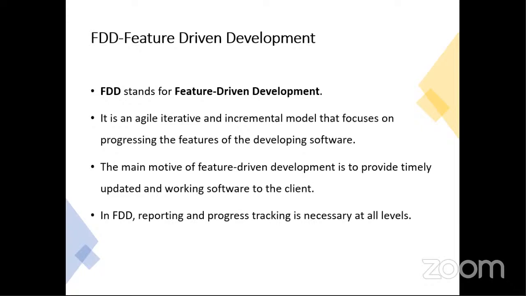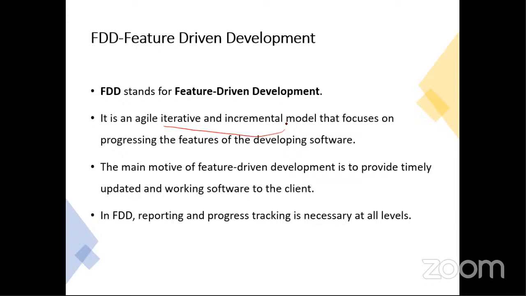The next model is FDD, that is feature driven development. The FDD stands for feature driven development. It is an agile, iterative, and incremental model. I hope you remember the difference between iterative and incremental that we have seen in the last lecture. It is an iterative and incremental model that focuses on progressing the features of a developing software. The main motive of feature-driven development is to provide timely, updated, and working software to the client.